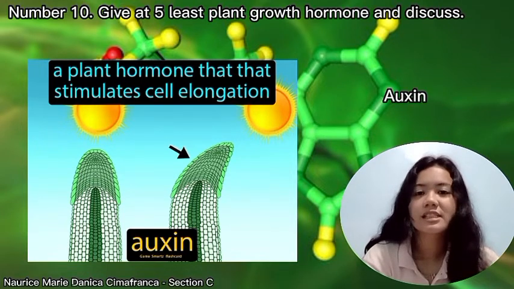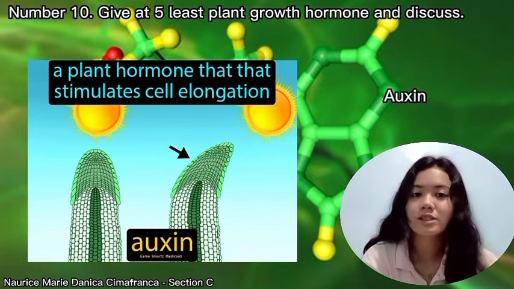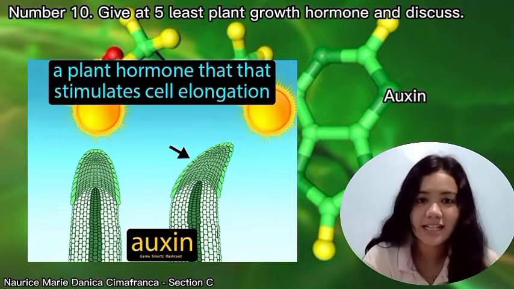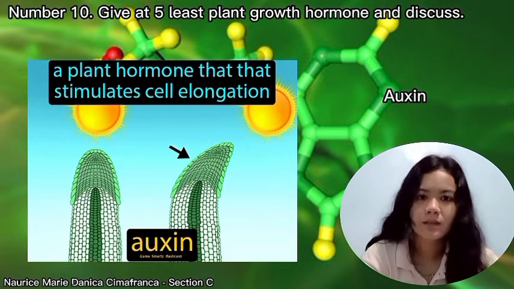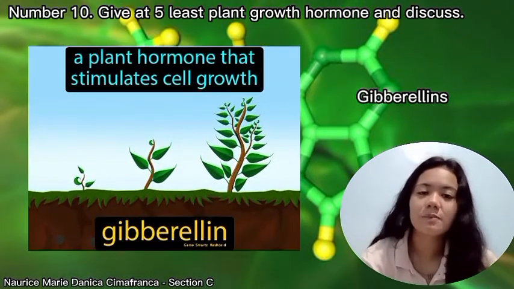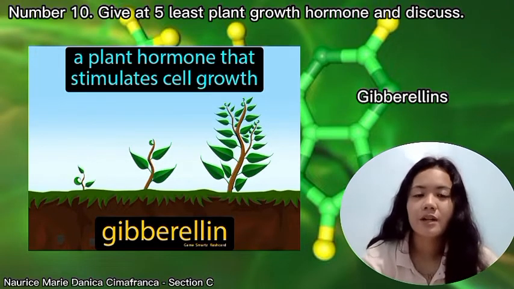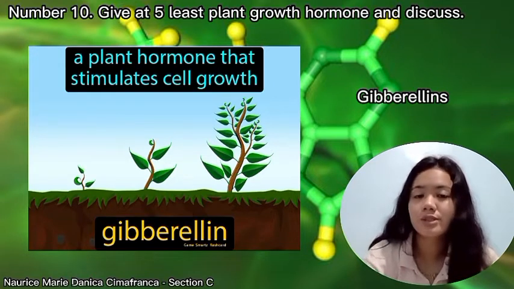It causes several responses in plants like flower formation, fruit set and growth, and bending toward a light source, also called phototropism. Gibberellins are responsible to stimulate cell division and elongation, break seed dormancy, and speed germination. It is produced in stems, roots, and young leaves.